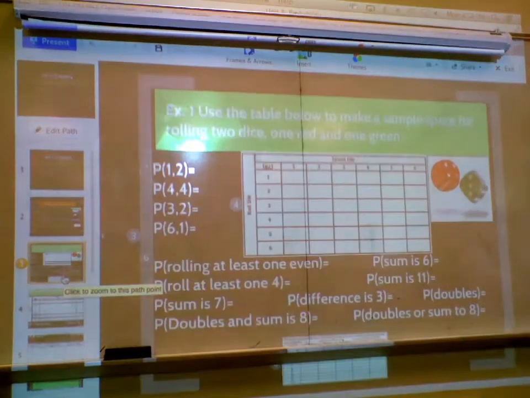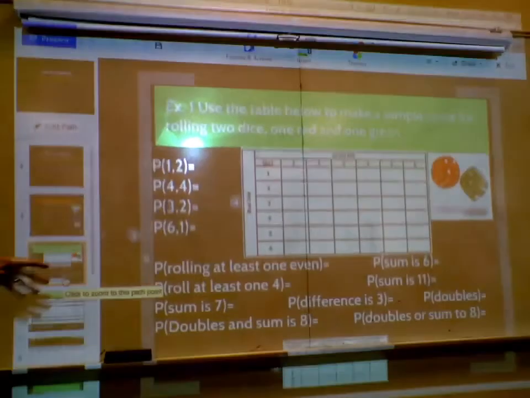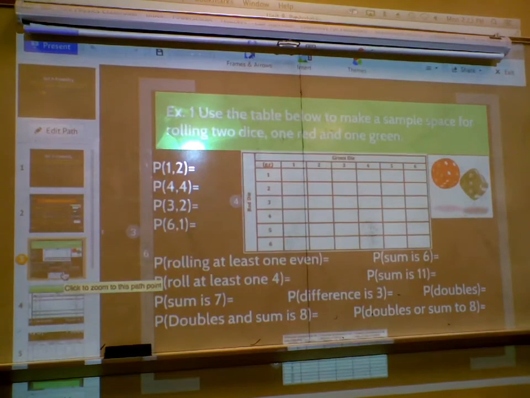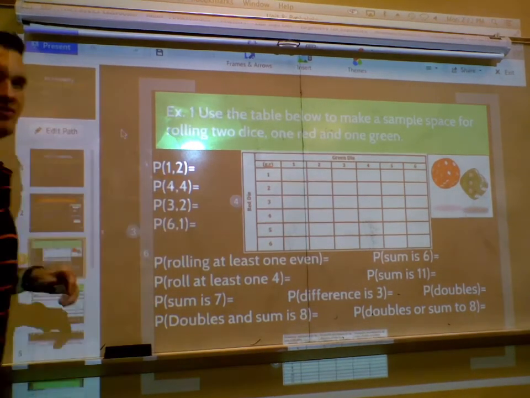All right, so let's take our ideas about probabilities. We'll make a sample space, then we'll figure out some probabilities from our sample space. Okay? So it says use the table below to make a sample space for rolling 2 dice, 1 red and 1 green. So I got some pictures of red and green dice.